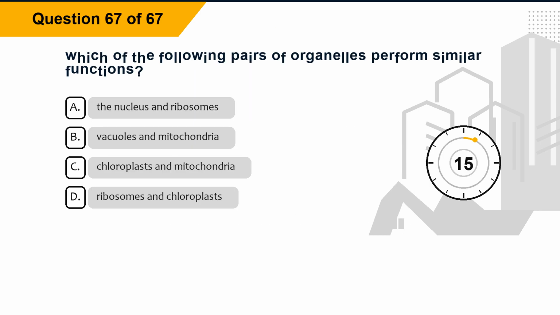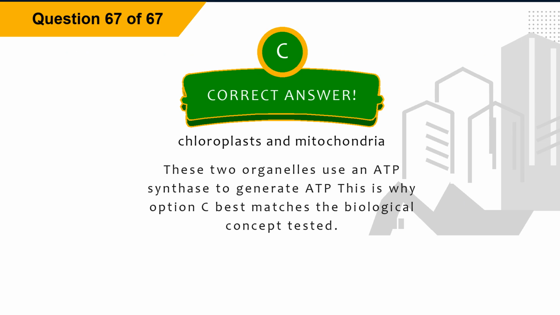Question 67. Which of the following pairs of organelles perform similar functions? Option A, the nucleus and ribosomes. Option B, vacuoles and mitochondria. Option C, chloroplasts and mitochondria. Option D, ribosomes and chloroplasts. The correct answer is option C, chloroplasts and mitochondria.